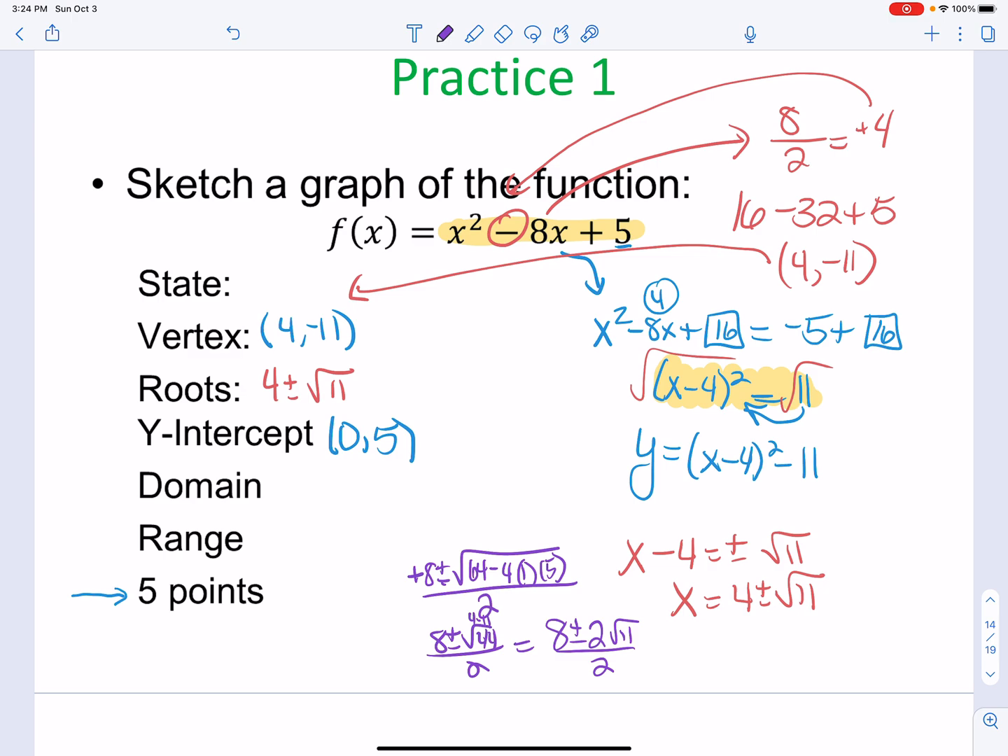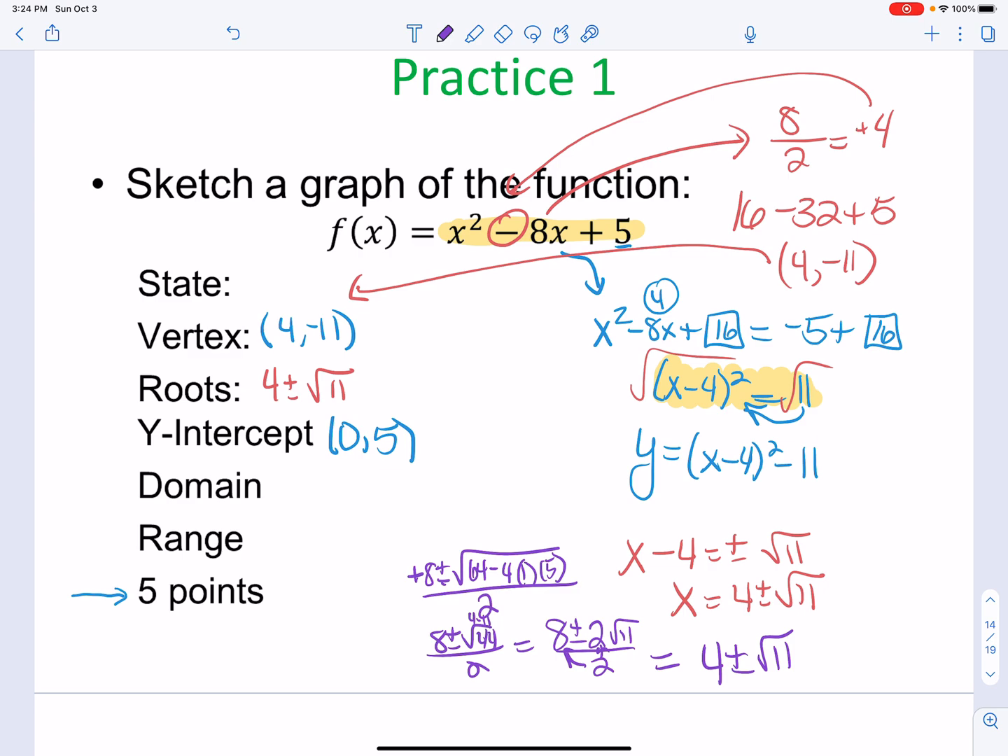So now I can divide 2 into both of these. I can divide 2 into here and 2 into here. And so I get 4 plus or minus the square root of 11, which is the exact same answer I got. I really don't care, but your roots are 4 plus or minus the square root of 11.